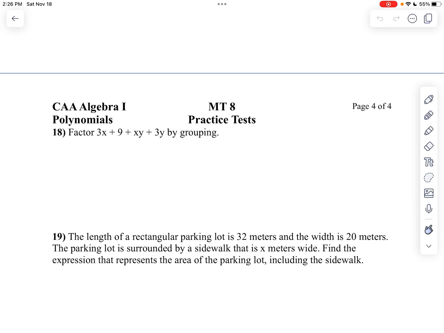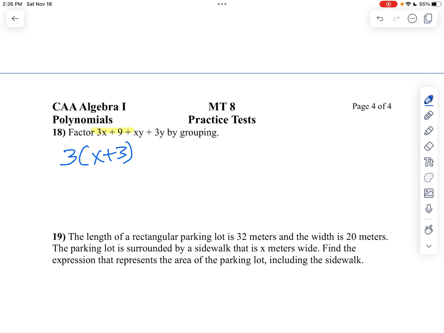Let's review the last page of your practice test. On the first question, we want to factor 3x plus 9. So if we look at 3x plus 9, we say, hey, what goes into both of them? Well, 3 does. And you get x plus 3.